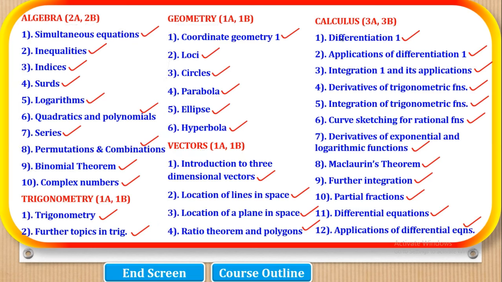The topics which are ticked are already covered. The entire calculus has been covered, entire vectors has been covered, entire geometry has been covered, and also entire trigonometry has been covered. So this video will be on complex numbers, and that will mark the end of math paper 1, after which we shall concentrate on math paper 2.